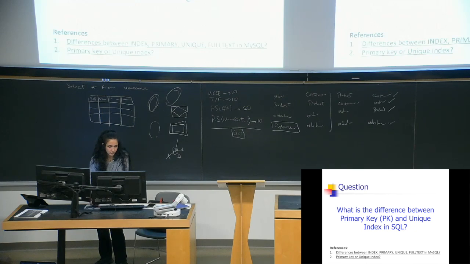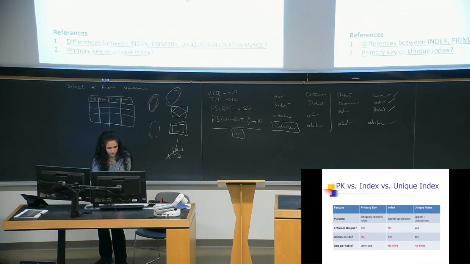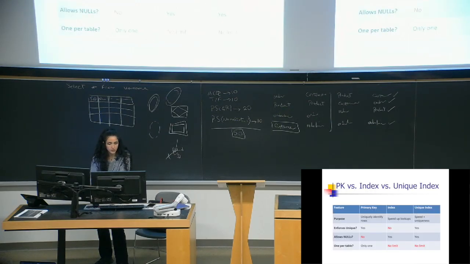And here you can see more information about differences between index, primary, unique, full text, and so on. This is in MySQL, but almost the same here. And about primary key or unique index, I just summarized it here for you. So for example, with the primary key, the purpose is uniquely identifying each row, right? For example, a student ID uniquely identifies each student in the student table.